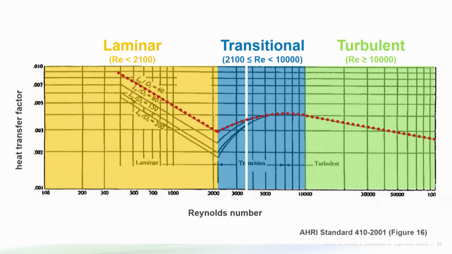You might have noticed how the heat transfer factor rapidly increases in the laminar region, where Reynolds numbers are below 2,100. Don't confuse this increase with an increase in capacity.